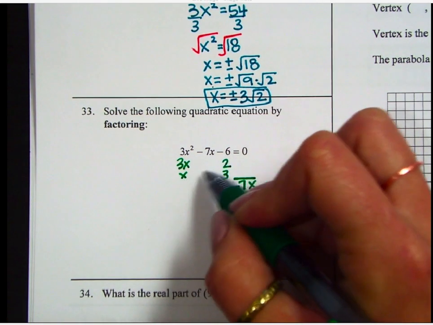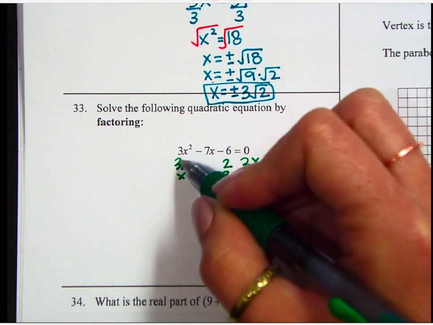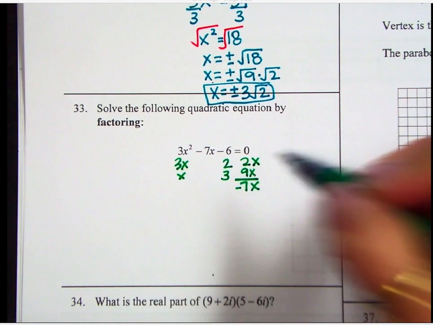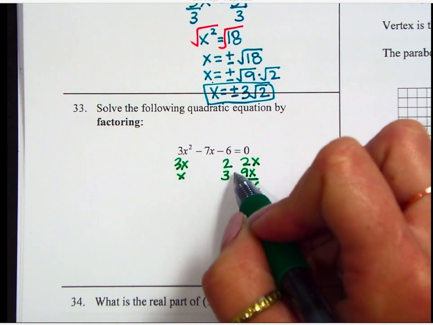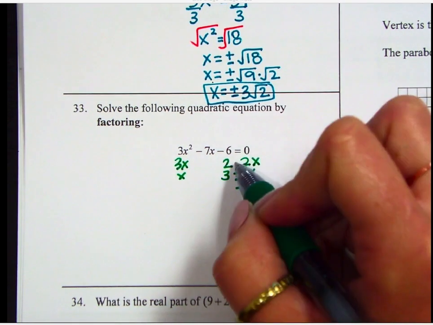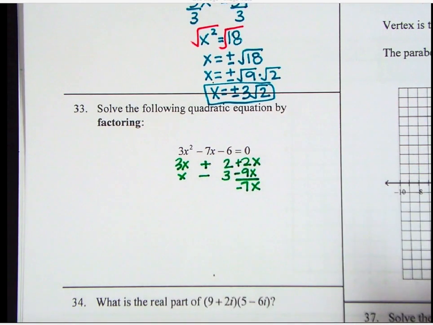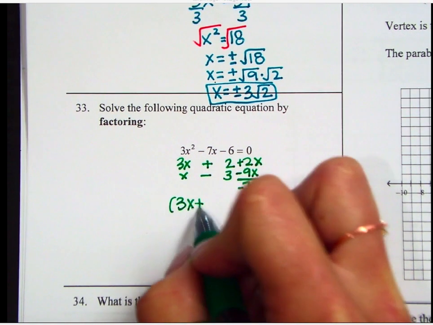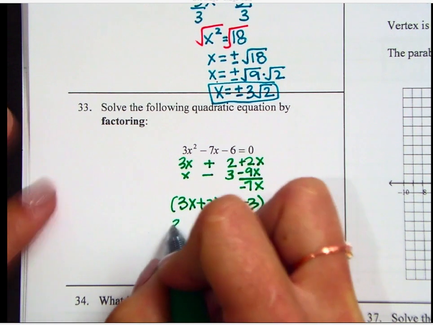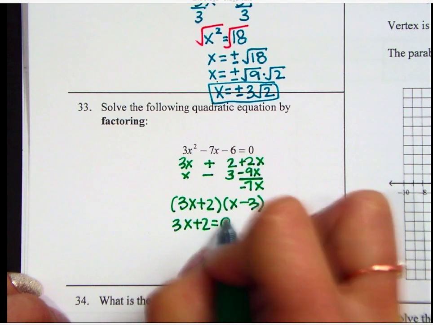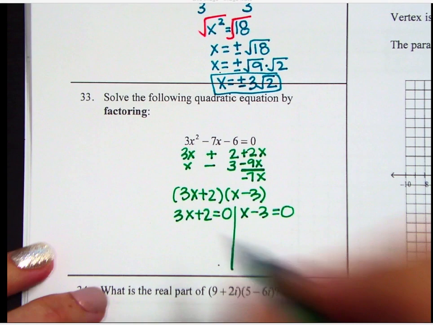So multiplying diagonally, x times 2 would give us 2x, and 3x times 3 is 9x. These would need to be different signs to get to negative 7. We keep the sign from the larger number, so larger number should be negative. Positive on the top, negative on the bottom, and our factors are 3x plus 2 and x minus 3. So our procedure is to set this equal to 0 and the second factor equal to 0.